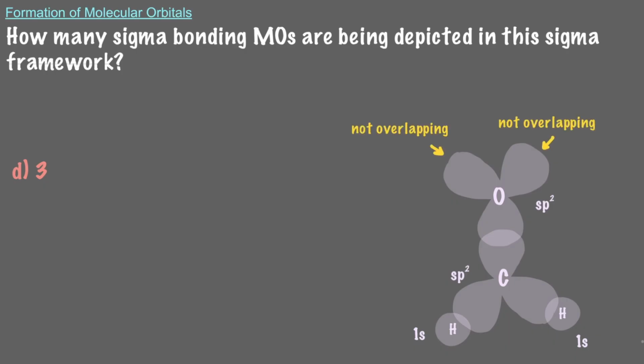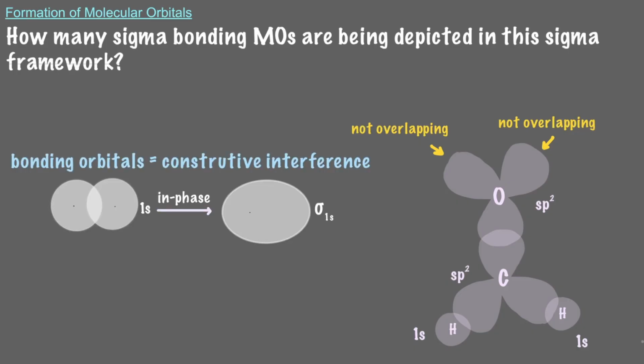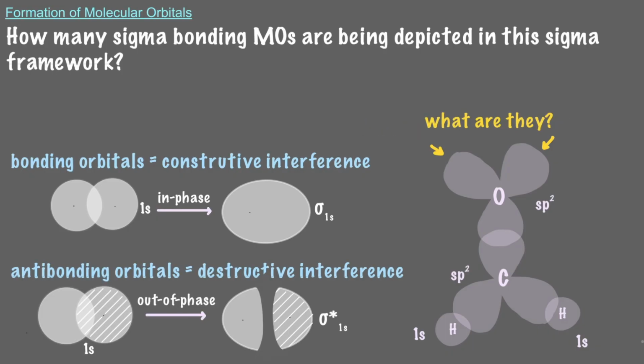But wait, what are these 2 orbitals doing? They aren't overlapping with anything. These are not bonding. Bonding orbitals are the result of constructive interference and get bigger in size. They're not anti-bonding. Anti-bonding orbitals are the result of destructive interference. So what are they? They're a new type of orbital, non-bonding. Sigma non-bonding, to be specific. Non-bonding electrons are not shared between nuclei. They're what Lewis called lone pair electrons.